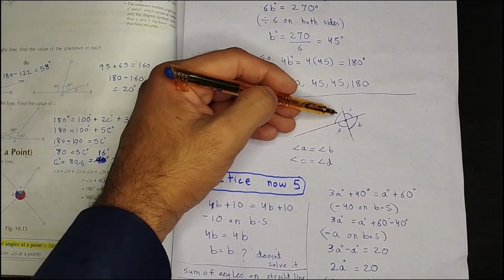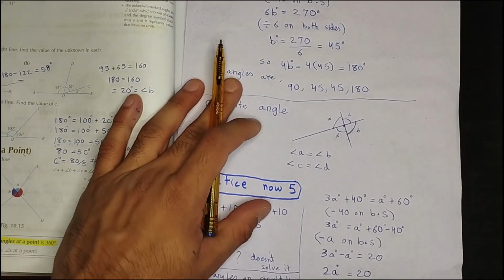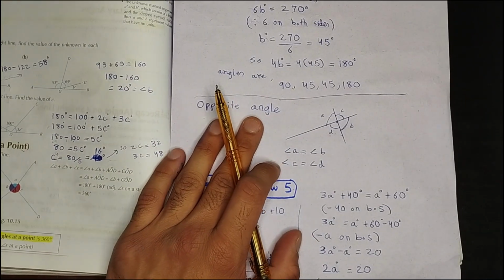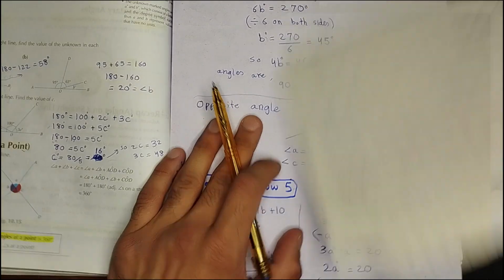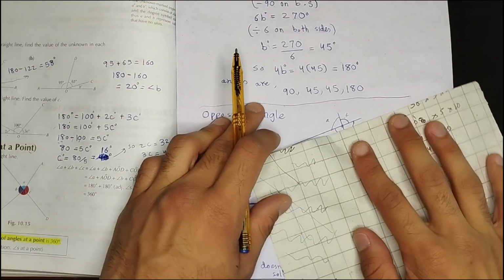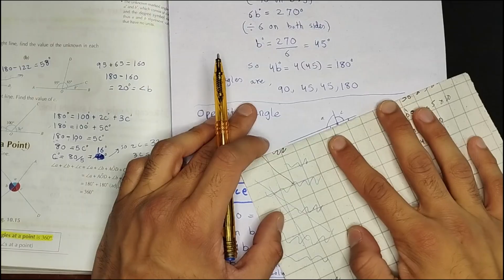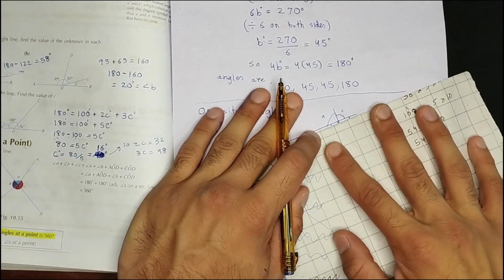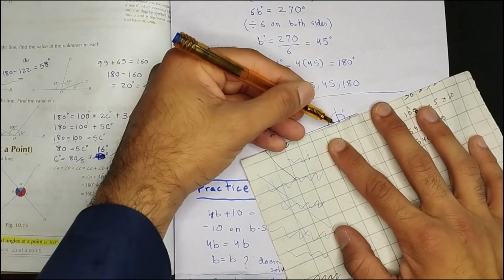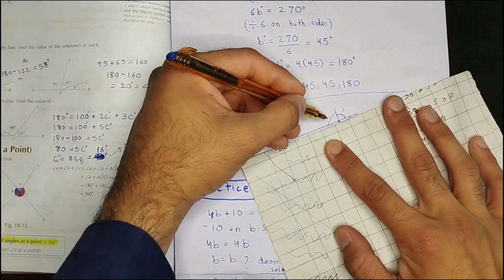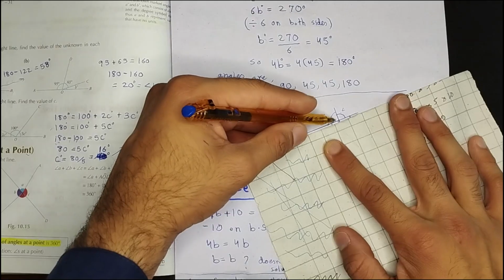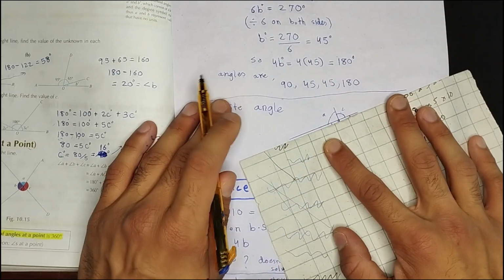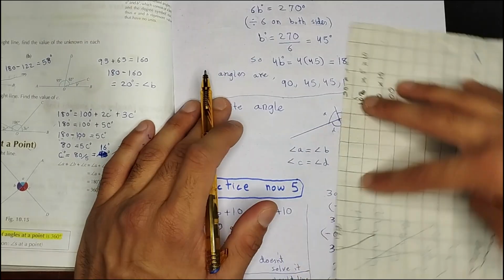Now, one more thing that you need to remember, or you can take a look at, is that, for example, I'm going to cover this up. What does it look like? It's a straight line. And what do we know about a straight line? We know that the sum of all the angles on a straight line is going to be 180. So that means A plus C is going to be equal to 180. I can do this.